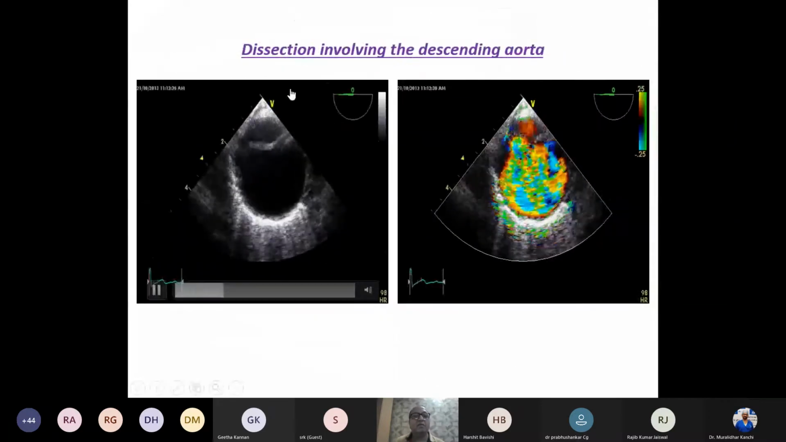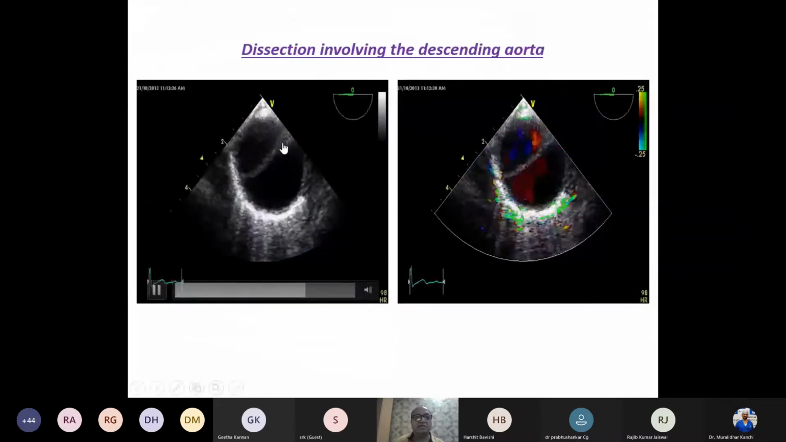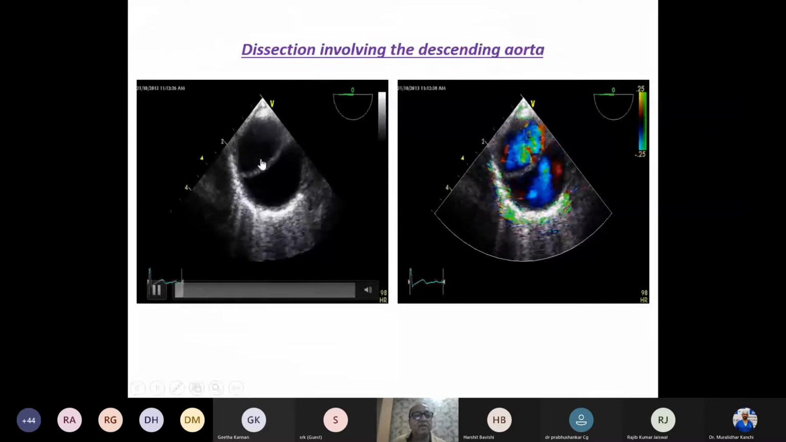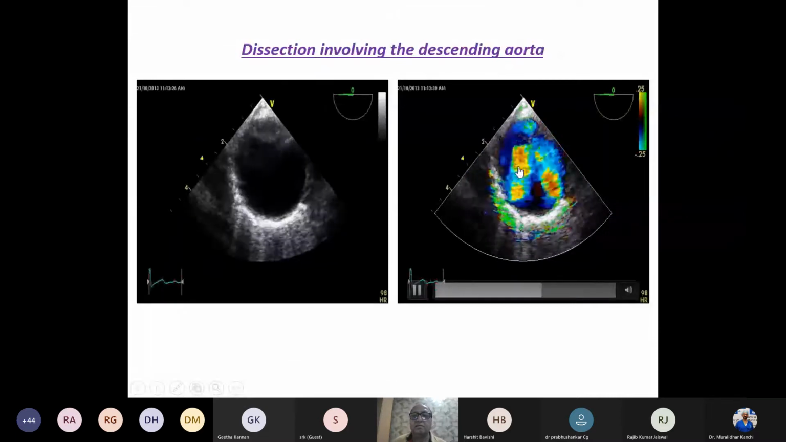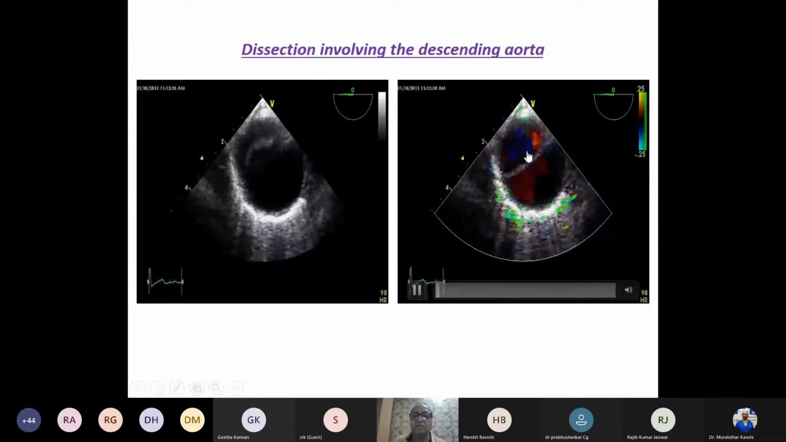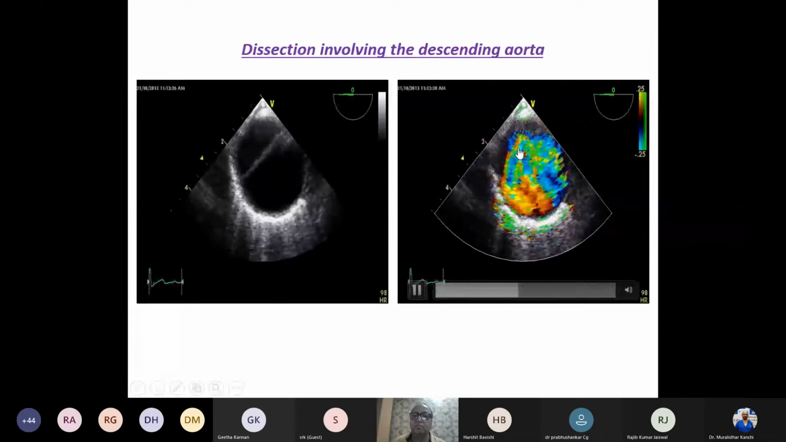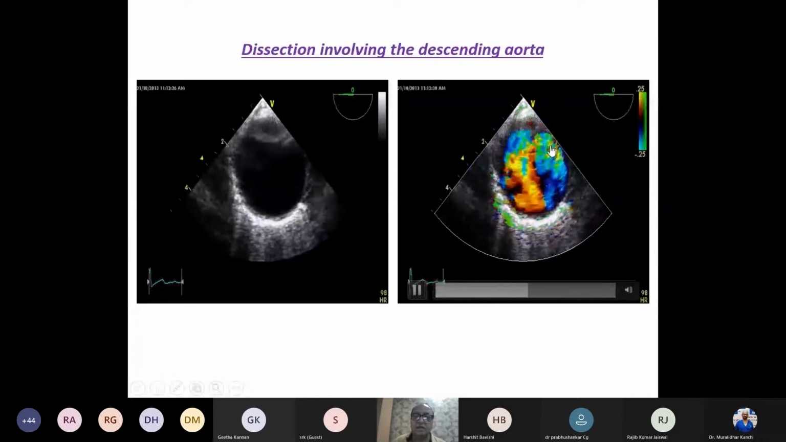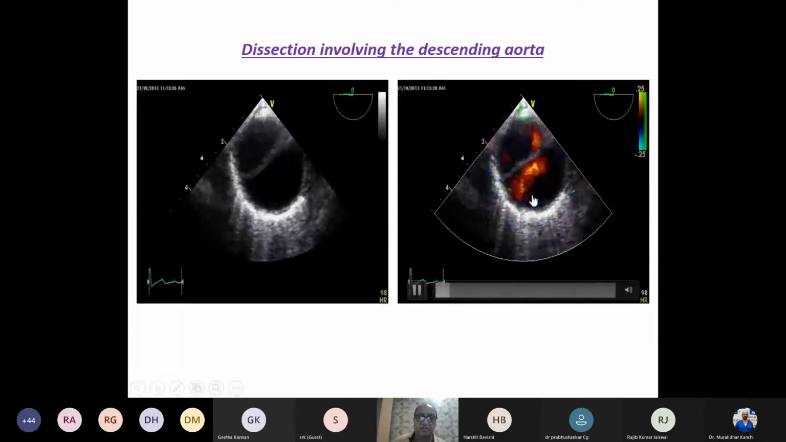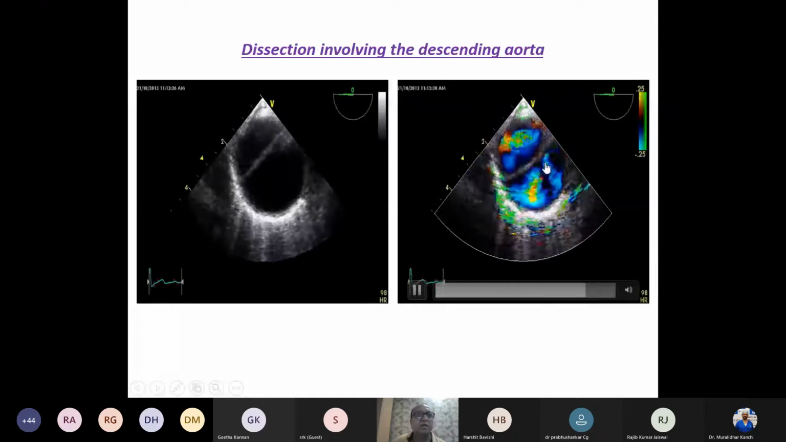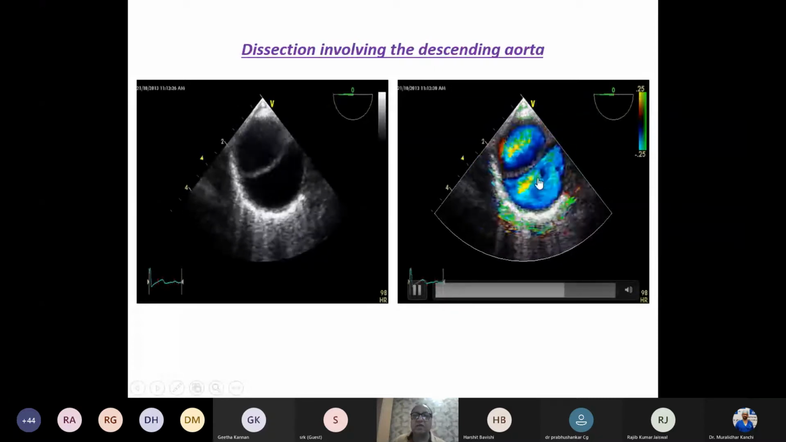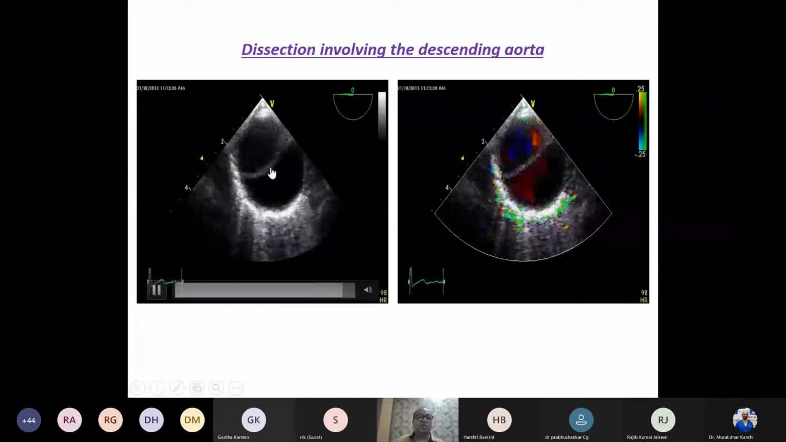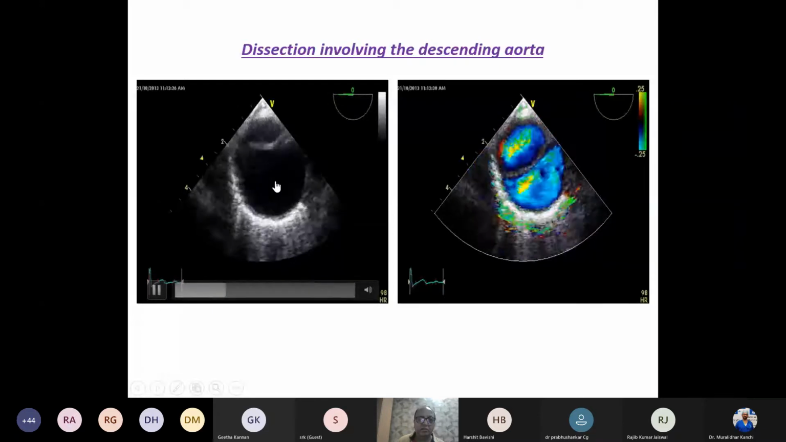Now, dissection involving the descending aorta. See, this is the early part. You can see the flap moving with each cardiac cycle, and there is color flow on both sides. It means we have picked up the dissection very early. Probably that is why there has been no time for thrombus to form or a sac to appear in the false lumen. This is the true lumen, and this is your false lumen. The bigger lumen is the false lumen.